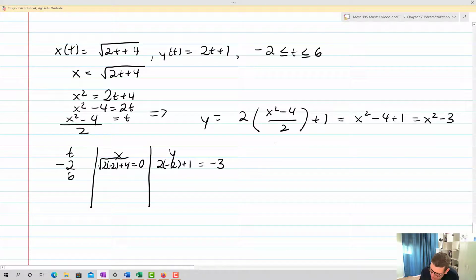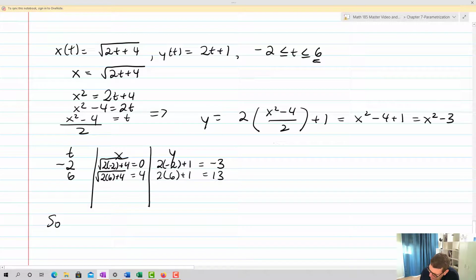When t is 6, that's the other end, right? Because that's the top end of our interval. We're going to get the square root of 2 times 6 plus 4, which equals 4. That's the square root of 16. And then we'll get 2 times 6 plus 1, and that's 13.